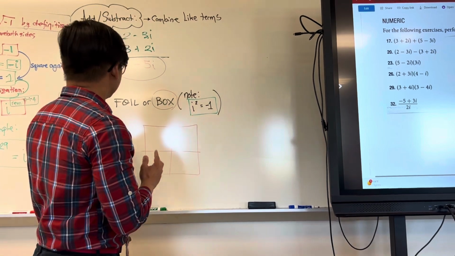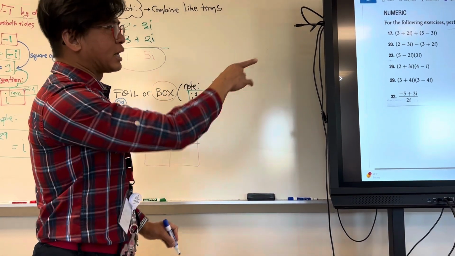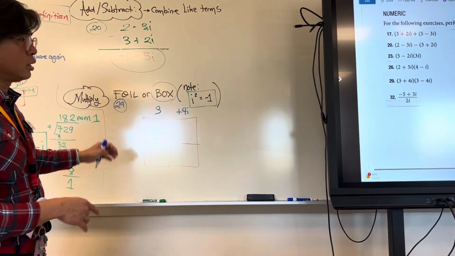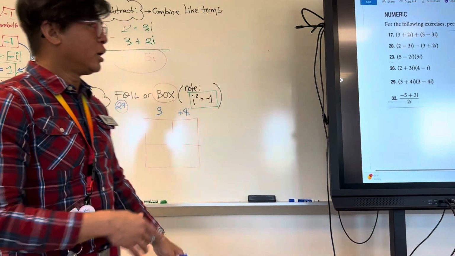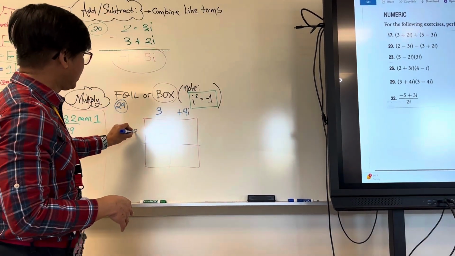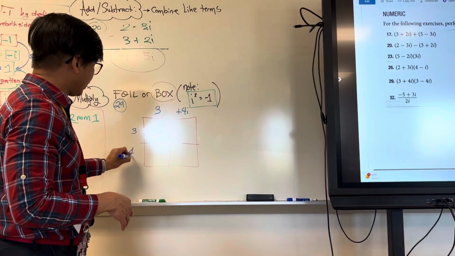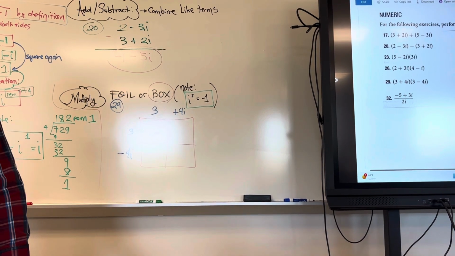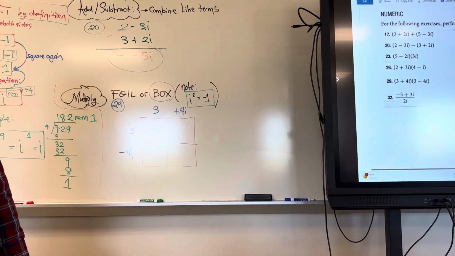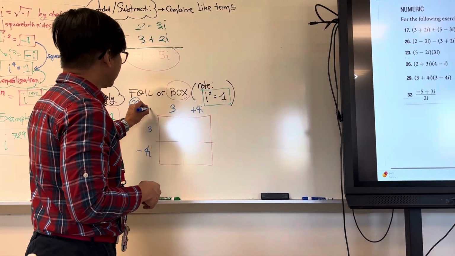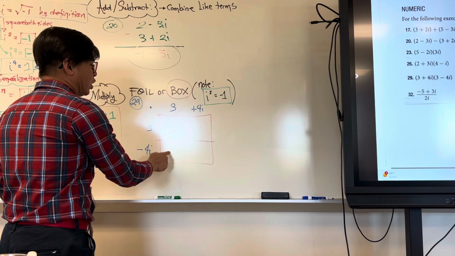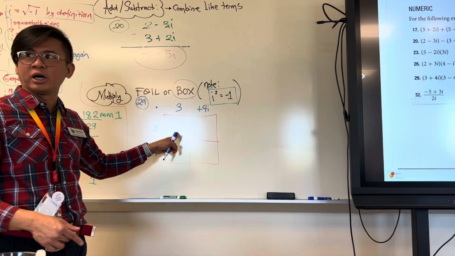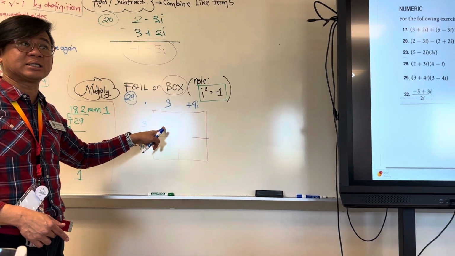On top, I'm going to put 3 plus 4i. And then on the side, I'm going to put 3 minus 4i. And then once again, we multiply them. Each cell will be the product of its corresponding row and column. First of all, what do you think will be in the first cell?